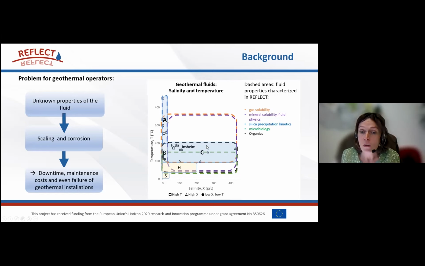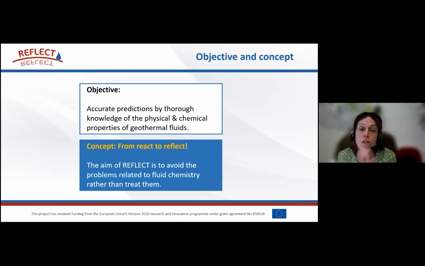For the high temperature systems, the silica precipitation kinetics are very difficult to predict. And for the lower temperature systems, it is known that microbiology and organics play a role, but it's not clear what the role actually is in this system. So these are the areas the REFLECT project wants to investigate, and our overall objective is, in the end, accurate predictions through thorough knowledge of the physical and chemical properties of the geothermal fluids. The concept is from react to reflect. So we want to avoid problems by reflecting first on fluid chemistry, rather than just treating the problems.